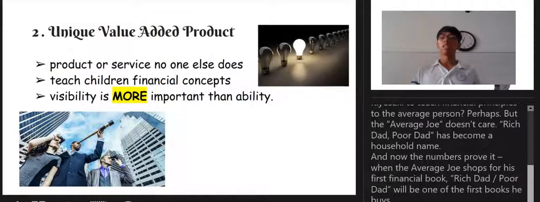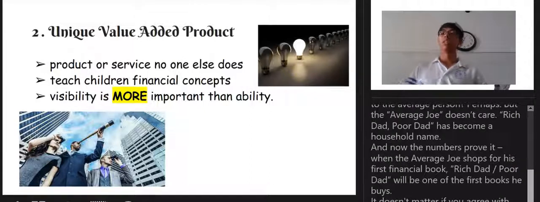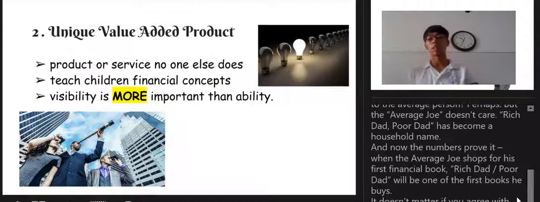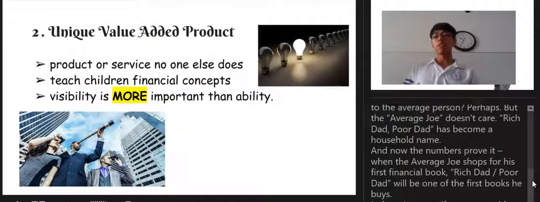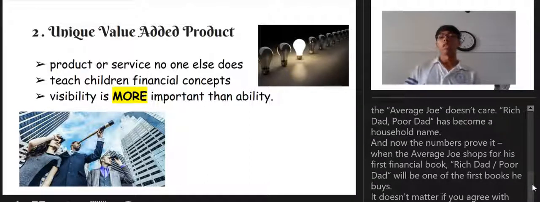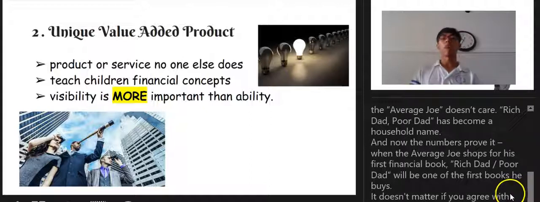And now, the numbers prove it. When the average Joe shops for his first financial book, Rich Dad Poor Dad will be one of the first books he buys. It doesn't matter if you agree with the Rich Dad philosophy or not. There's something to be learned from how the brand is built.